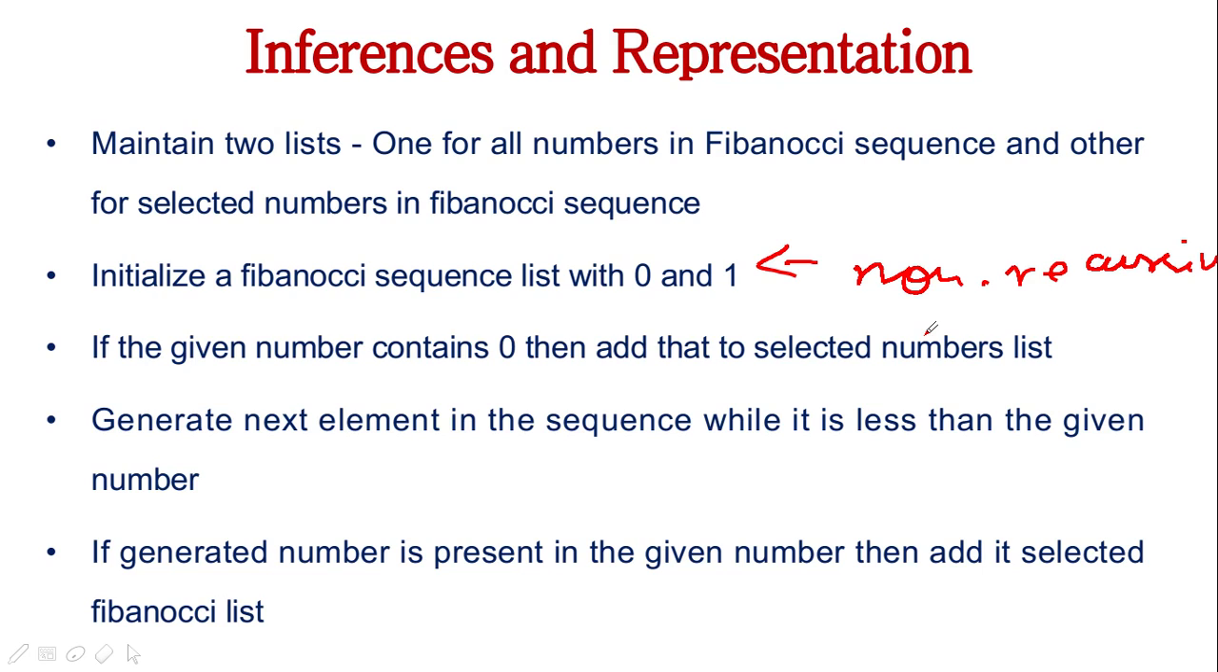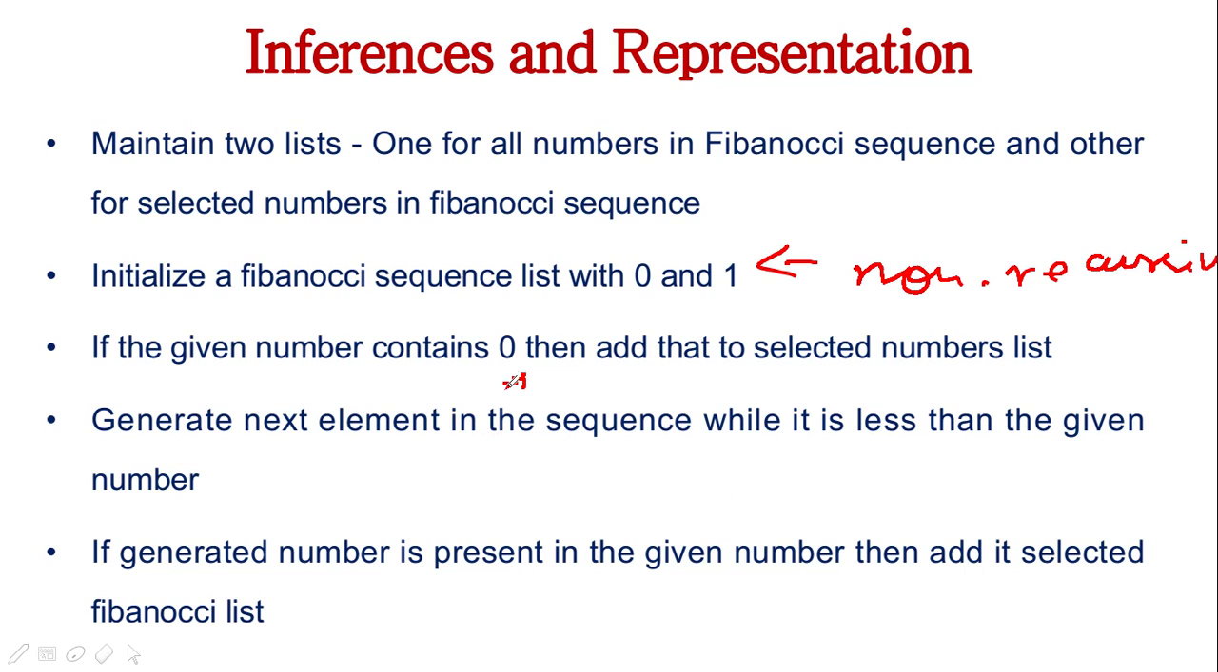So I am going to initialize the list with 0 and 1, and I am doing one thing alone, that is, because I am initializing the Fibonacci sequence with 0 and 1, I am just checking whether 0 is a part of the given number. If 0 is part of the given number, then I am going to add it to the selected number list. Okay, you will understand when we code it. And then I am going to generate the next element in the sequence while it is less than the given number, and check if the generated number is present as a part of the given number.